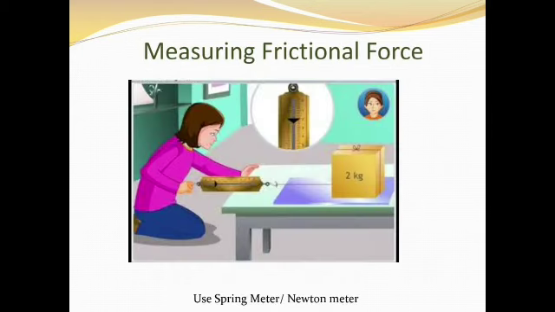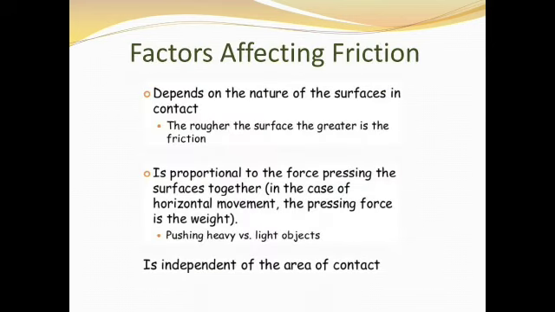Now measuring frictional force. For example, we use a Newton meter or a spring meter. Why is it called a spring meter and a Newton meter? Because the spring meter was invented by Isaac Newton. If we pull, it will show, say, 2 kg. In weighing machines and scales, they use this. In a vegetable shop also you can see this. Let me move to the next video.